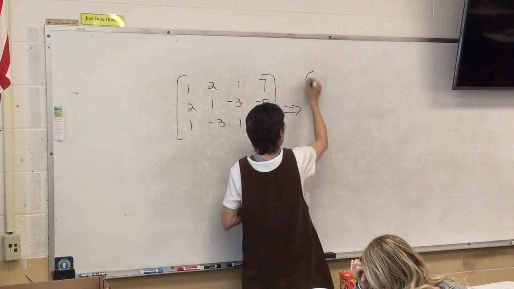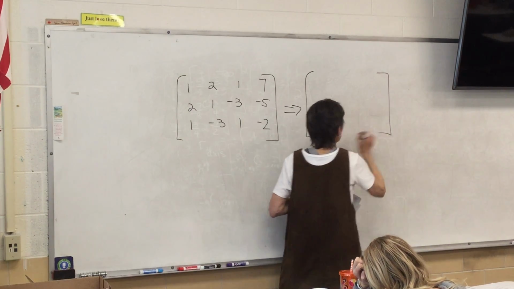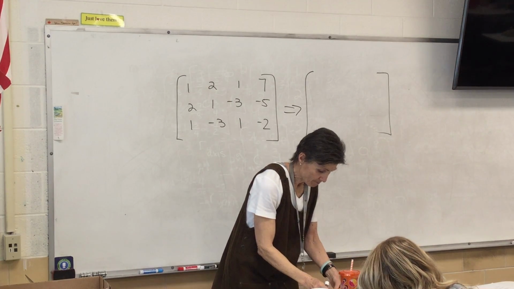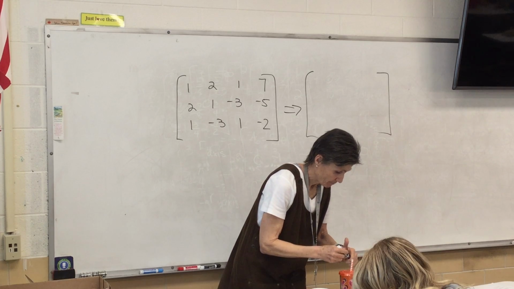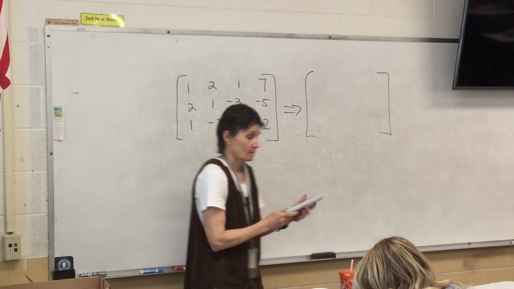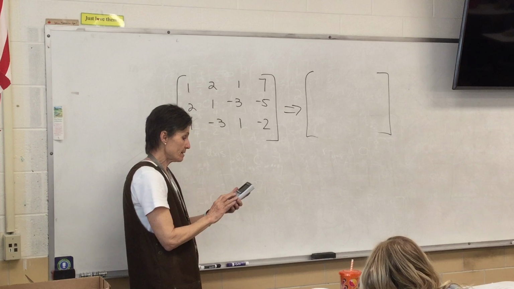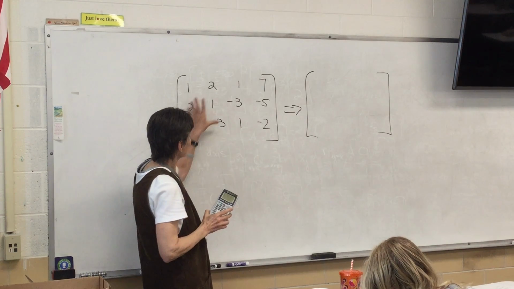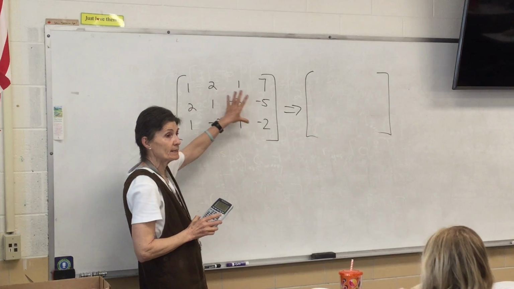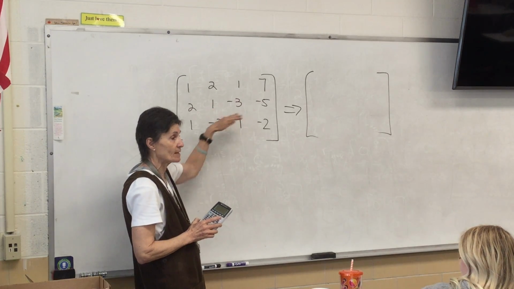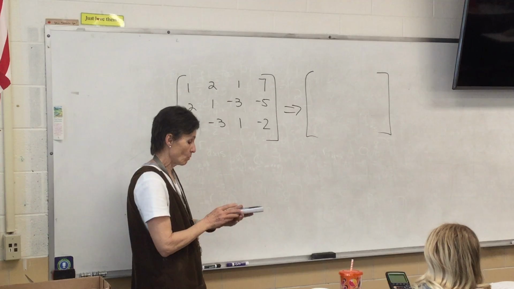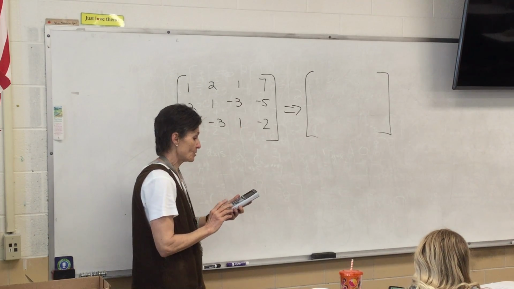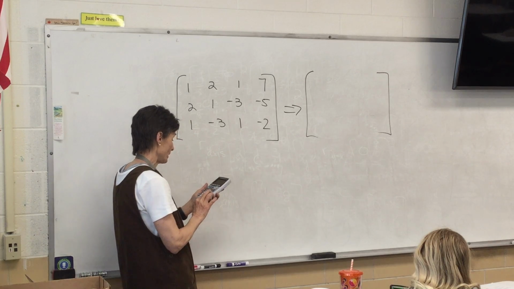Put the matrix into your calculator. And we know how to do that, right? Second matrix, edit. How big is the matrix I'm going to be putting in here? What are the dimensions of this? 3 by 4, always rows by columns. So tell it 3 by 4 and then put in the numbers.